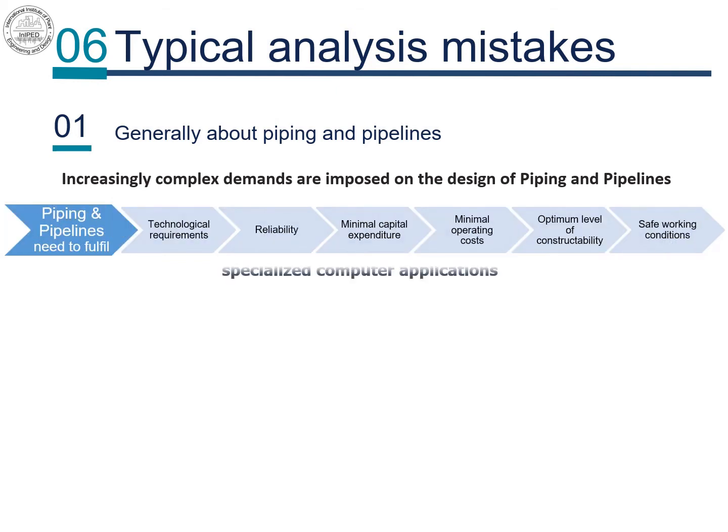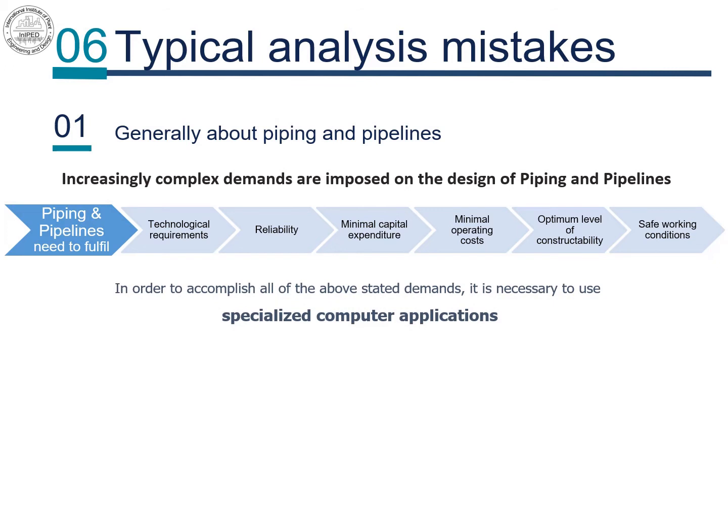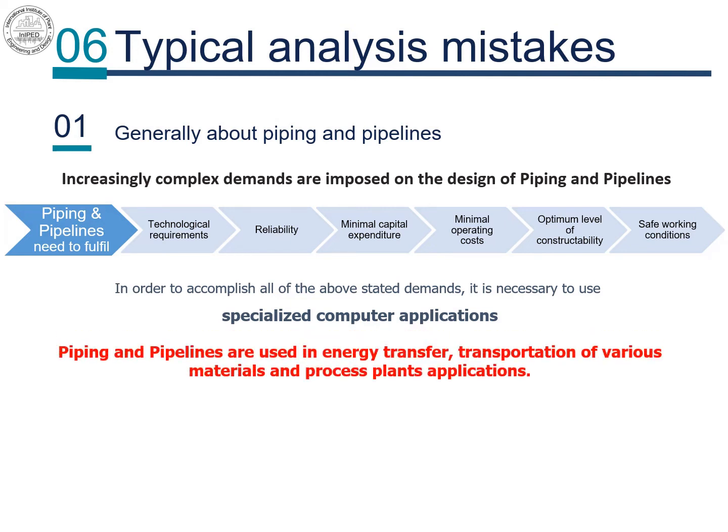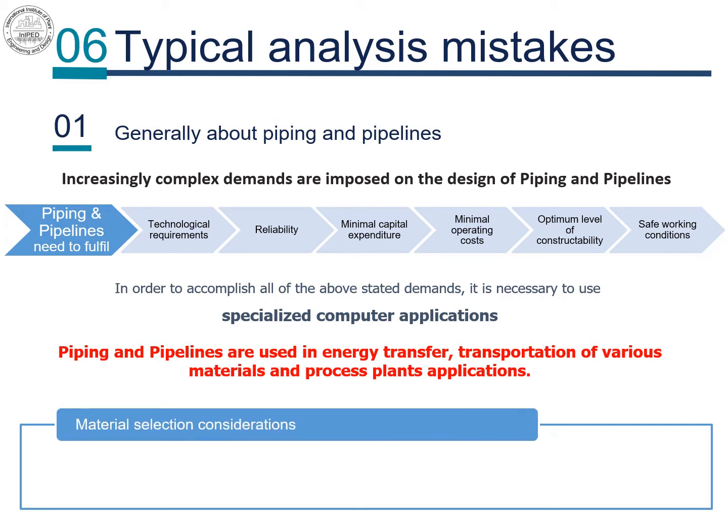In order to accomplish all of the above in piping and pipeline design, it has become necessary to resort to using specialized computer applications. Piping and pipelines are used in energy transfer, transportation of various materials and process plants applications. In pipeline and piping design, special consideration of the following needs to be taken in material selection: chemical characteristics of the fluid, fluid temperature, fluid pressure.